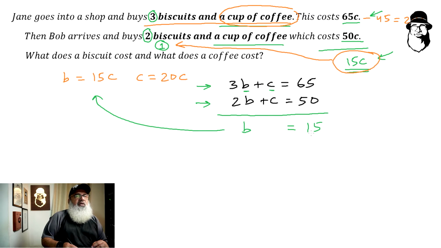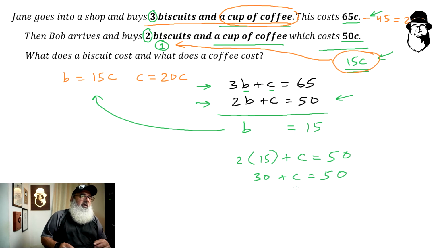And then we put this value of b in one of these equations. Let's say we put it in this equation. So 2 times b, that is 15, plus c is equal to 50, and 30 plus c is equal to 50. Now we can subtract 30 from both sides to get c is equal to 20, and we get the same result. Now let's do one more example.